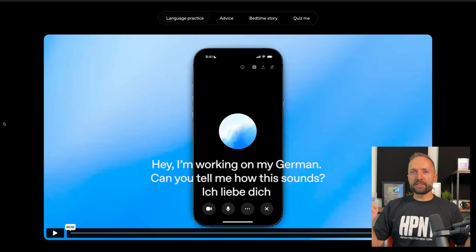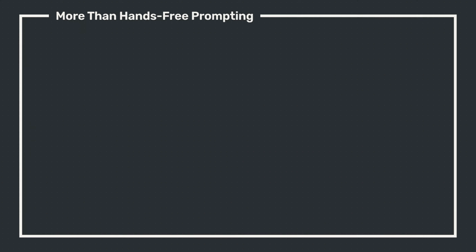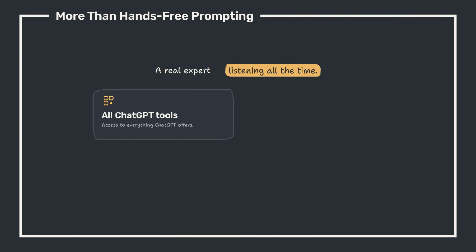I was never a fan of the idea of talking to AI. I just type my prompts and my tasks and that's it, basically. But with ChatGPT Voice, things might change, because it's not just an option to avoid typing and to get my prompts into AI tools. Instead, it's a real expert listening to me all the time, having access to all the ChatGPT tools, and also not just following me in ChatGPT, but anywhere I go on my machine.